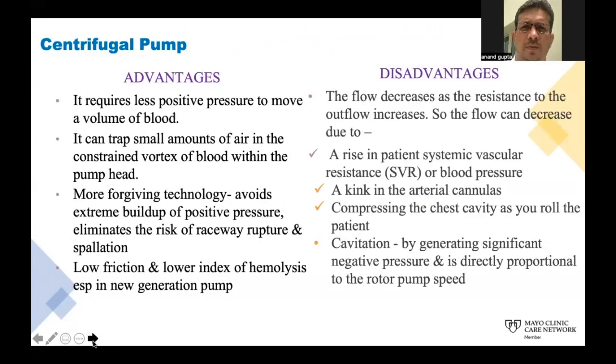An advantage of that is it requires less positive pressure to move a volume of blood. It can trap a small amount of air in the constant vortex of blood within the pump head. It is a more forgiving technology, avoiding extreme buildup of positive pressure, eliminating the risk of raceway rupture and aspiration. Low friction, lower index of hemolysis, especially in the new generation pumps.